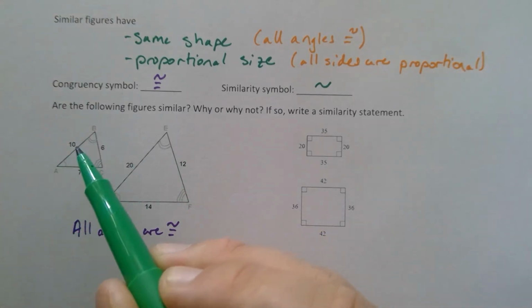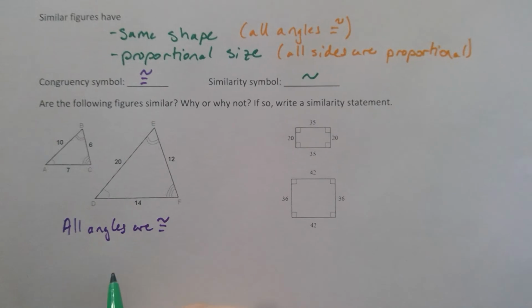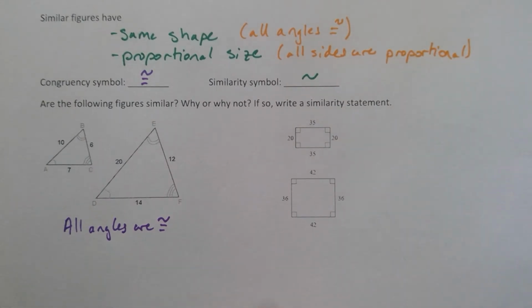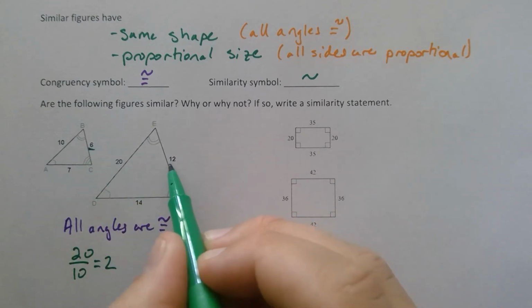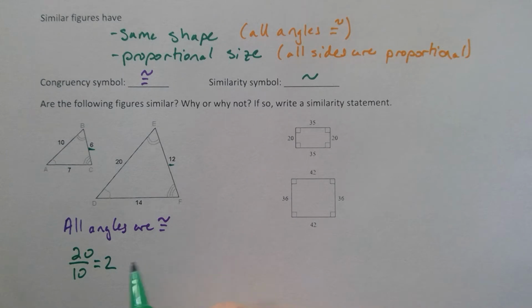Now let's check our side lengths. So I have 10 and 20. Like we saw last class with our scale factor, I'm going to do my image over pre-image. So 20 divided by 10 is 2. Now let's take a look at this side. We have 6. This side we have 12. So let's go ahead and do 12 over 6 equals 2. So far so good. Those proportions have to be the same, and they are so far.